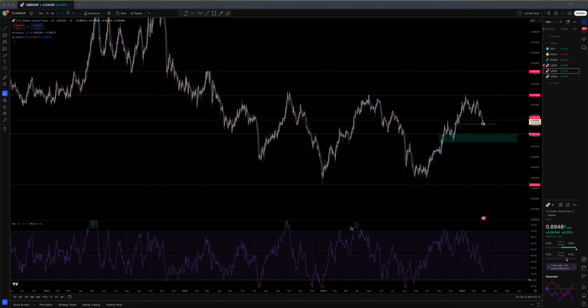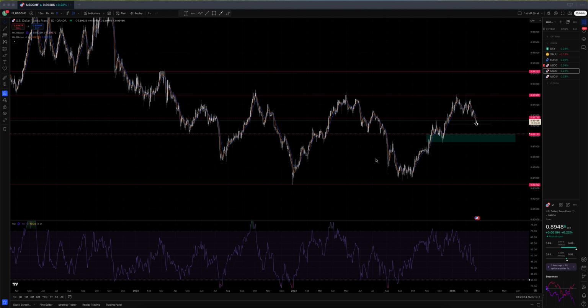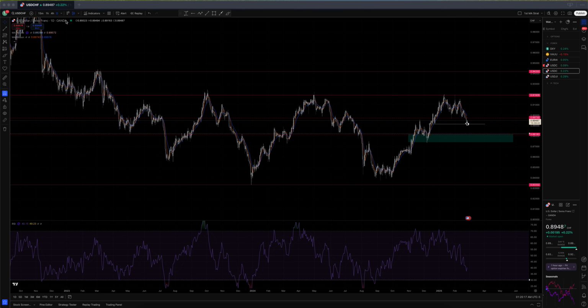So basically, what I wanted to talk about for today is that we have on the daily chart a range from here to here. So from here to here, that's our range. That's our day range, so it's daily. Every candle is a daily candle.